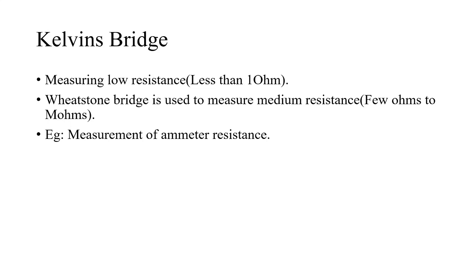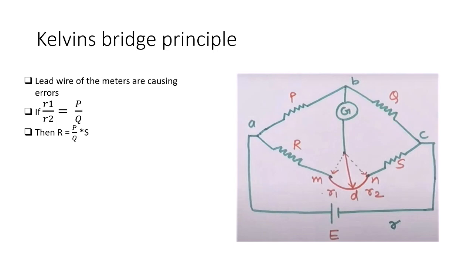Now the examples for measuring a low resistance is the resistance of the ammeter, which will be very negligibly low to prevent the drop across the meter during the measurement. So basically our unknown resistance which we will be connecting is most probably an ammeter. Now let's see what are the principle of Kelvin's bridge.